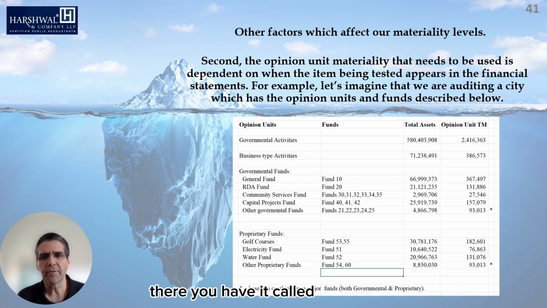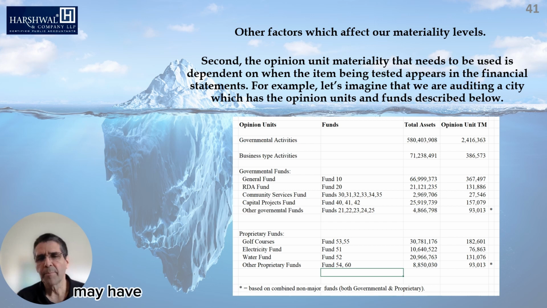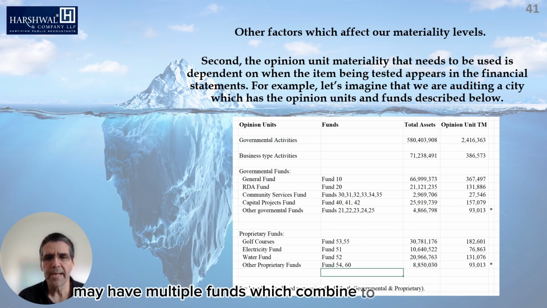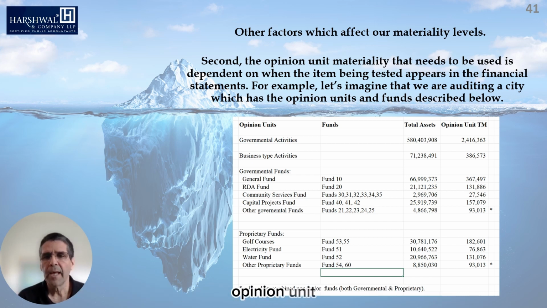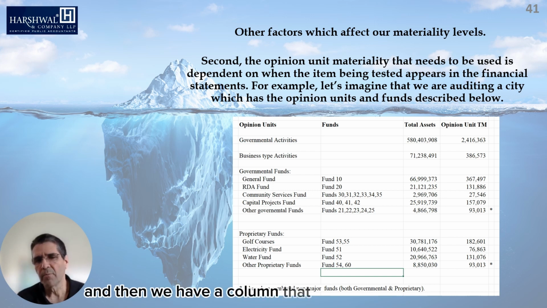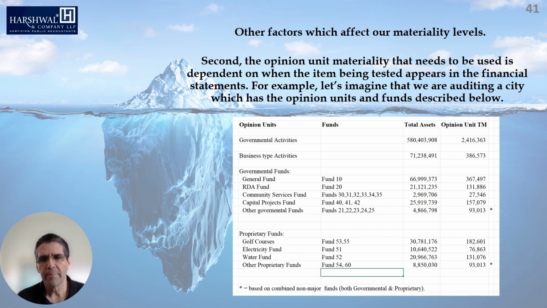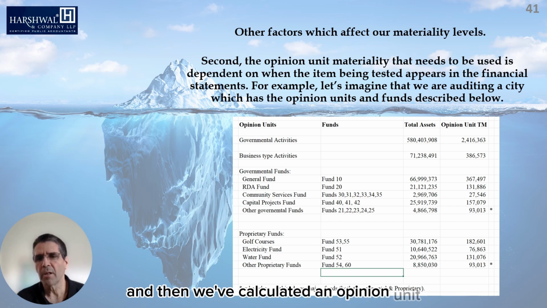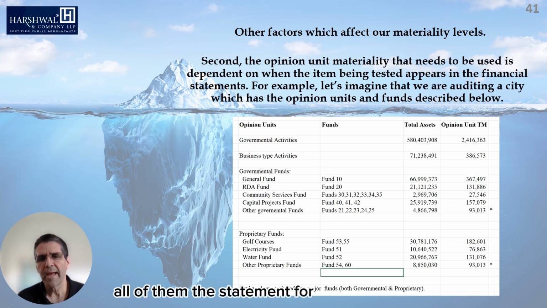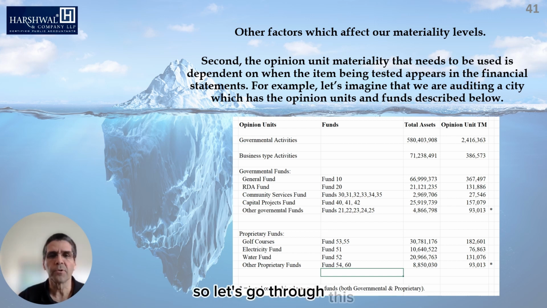There you have it. Left column, we have the opinion unit. Next column is the fund. And so we may have multiple funds which combine to make a given opinion unit. And then we have a column that we made up again to say, here's fixed assets for that group of funds, the opinion unit, and so on. And then we've calculated an opinion unit tolerable statement for that opinion unit. So let's go through this.